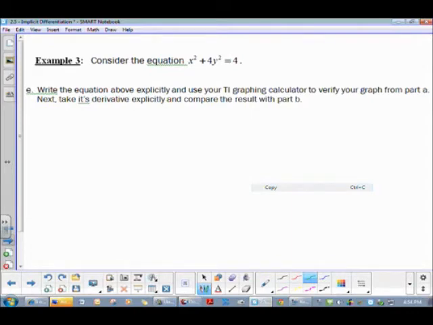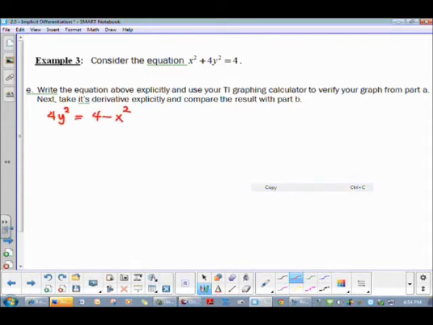So that leaves us with part E. Write the above equation, rather, explicitly. And we're going to use our TI graphing calculator to verify the graph from part A. And we're going to also take this derivative explicitly, and we'll compare that result with the one that we got from part B. So we first of all have to think about, what does it mean to write an equation explicitly?